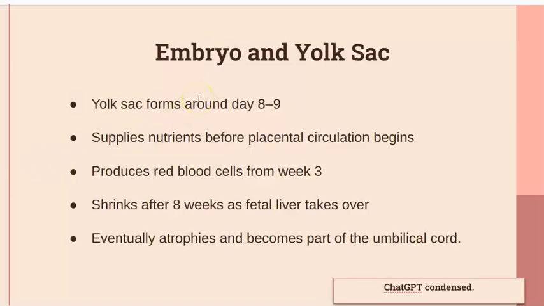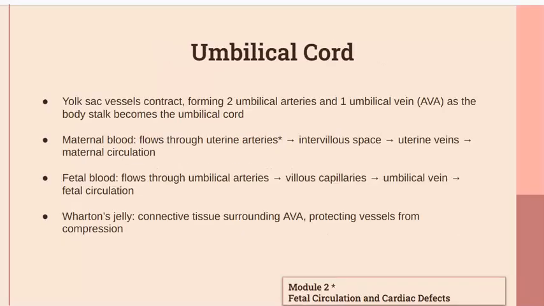We have something called a yolk sac, which forms about day 8 to 9. It supplies nutrients before the placenta does. It also produces red blood cells from about week 3. In humans, it shrinks at about 8 weeks as the fetal liver takes over red blood cell production. Eventually, it atrophies completely and becomes part of the umbilical cord. Those yolk sac vessels contract and form 2 umbilical arteries and 1 umbilical vein, which we refer to as AVA in this class, just to help you remember easily.